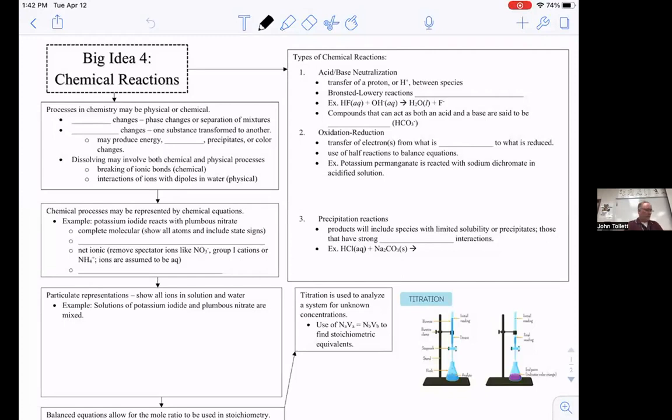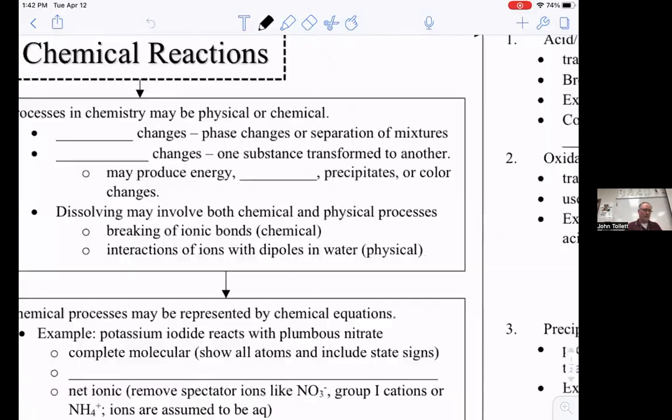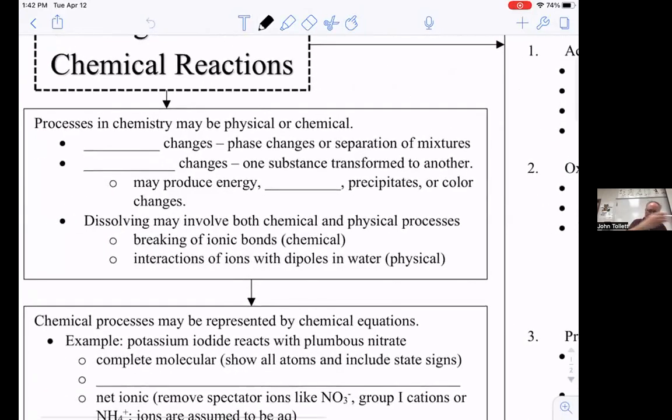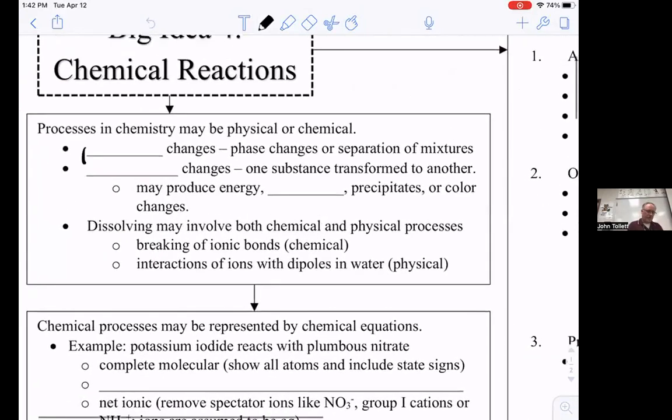So, processes in chemistry, let's get this out of the way. Processes in chemistry can be physical or chemical. Physical changes are going to be phase changes or separations of mixtures. This is not to be confused with physical properties and chemical properties. You're changing ice to liquid water, liquid water to steam. Perhaps a separation of two mixtures. If you had oil and water, you could separate them using a sep funnel, and you would still have those two things apart.